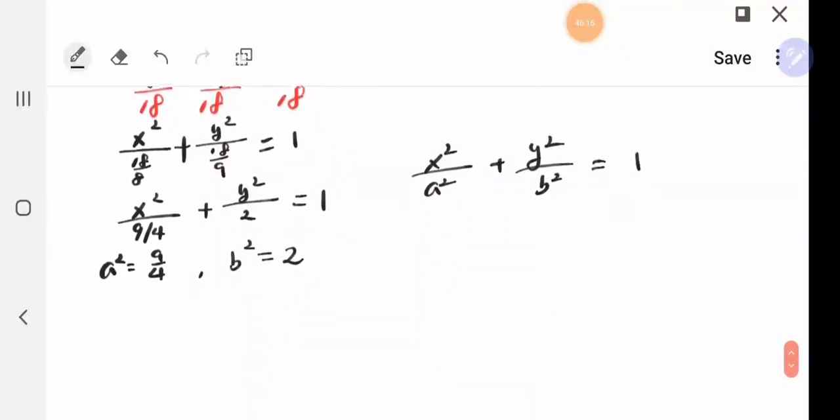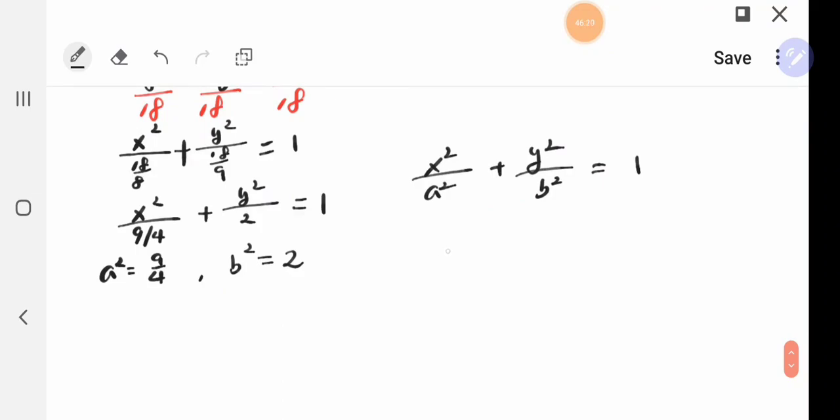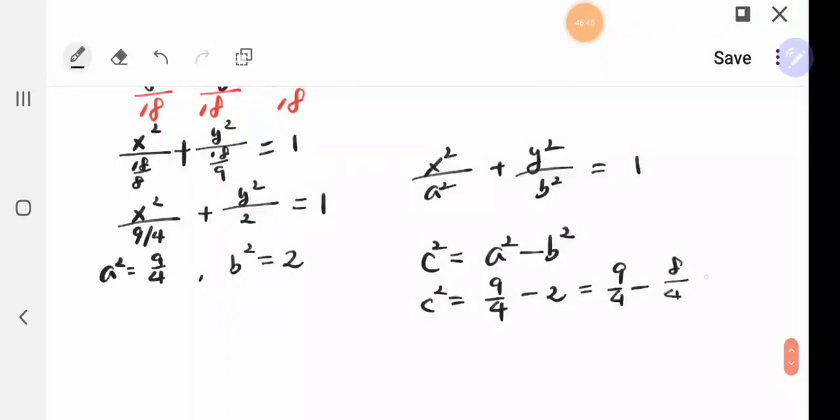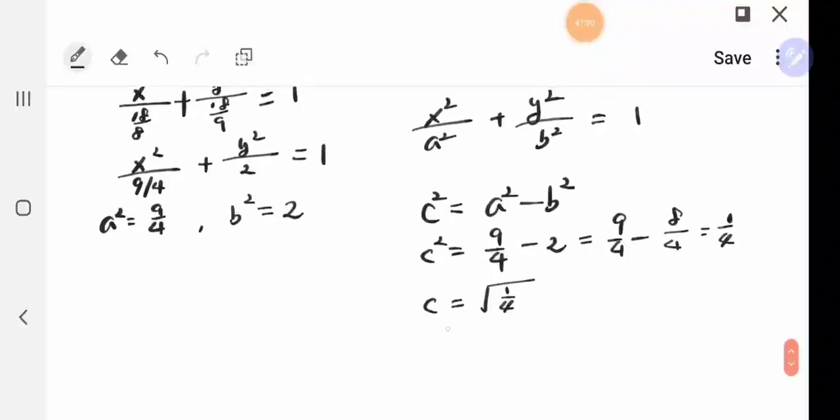So we want to find the focus. Remember the focus formula? C squared is equal to a squared minus b squared. We already know what a squared and b squared are. So c squared is equal to 9 over 4 minus 2, which is 9 over 4 minus 8 over 4, so 1/4. Then c, the focus, will be the square root of 1/4, so c is 1 over 2. So we found the focus c.